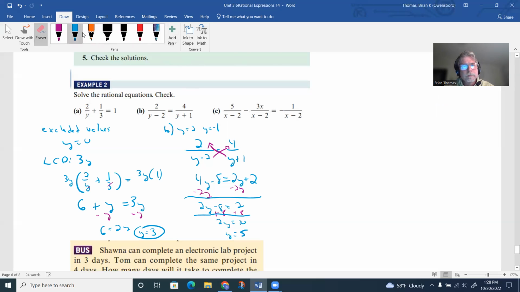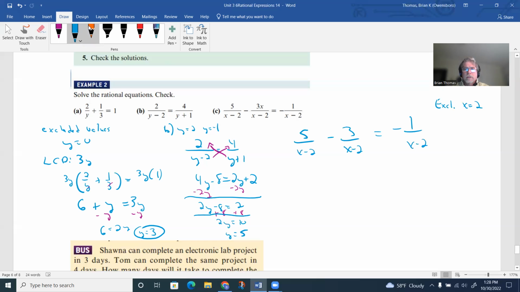So C, we have 5 over x minus 2 minus 3 over x minus 2 equals -1 over x minus 2. Notice that we already have a common denominator, which is x minus 2. So we also can pick up on the excluded value as well. So the excluded value is going to be x equals 2. That's what's going to make the denominator equal to 0.